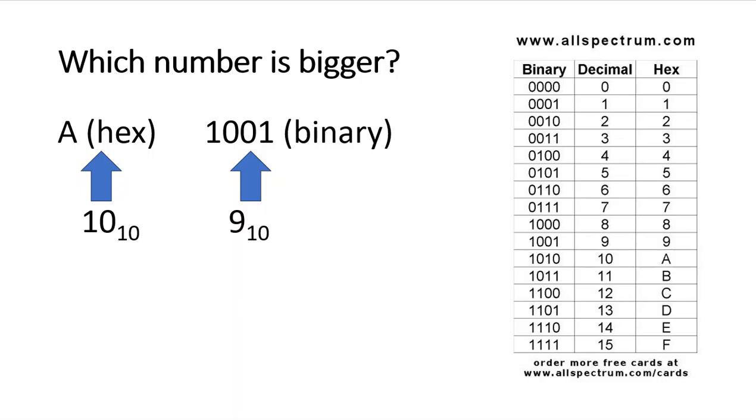I actually meant to put this on the worksheet. But you can do it, it's the same thing. A is a 10 in hex. What's 1001 in binary? It's a 9. So in this case, the A is bigger. 10 is bigger than a 9. So just convert them to the same number base.